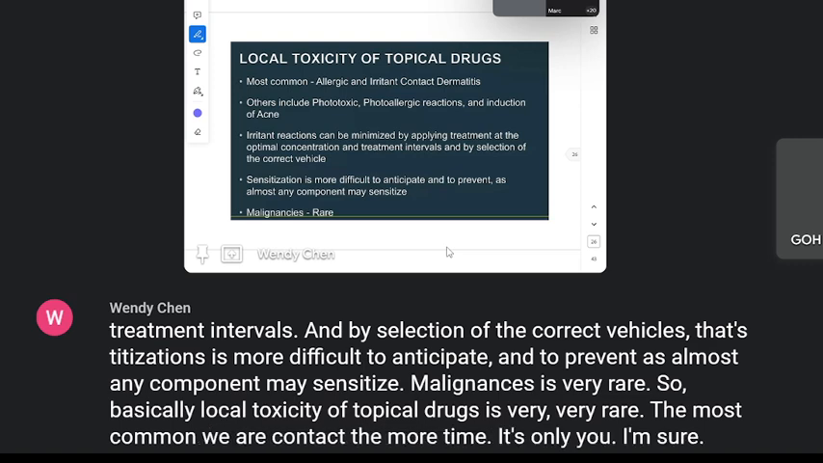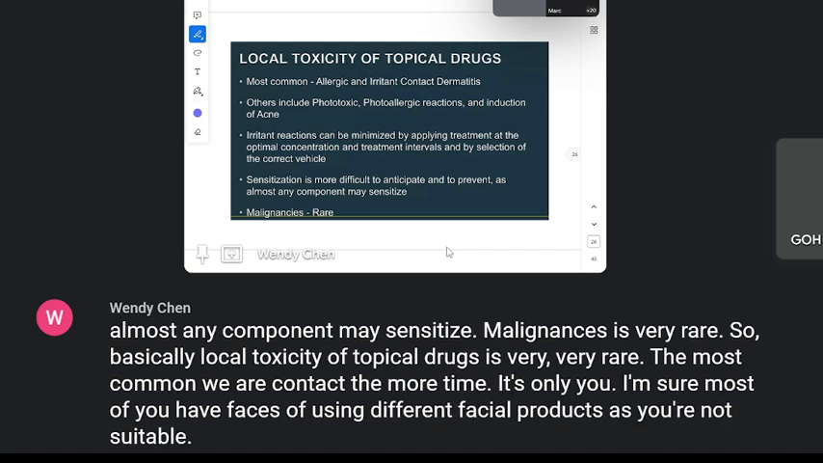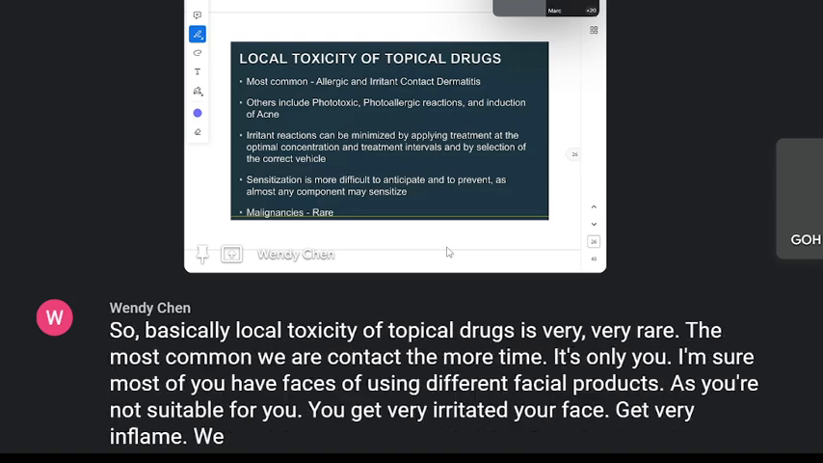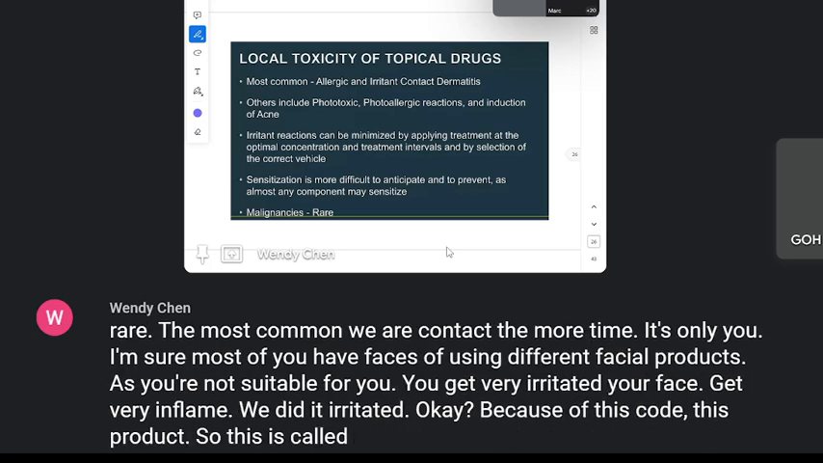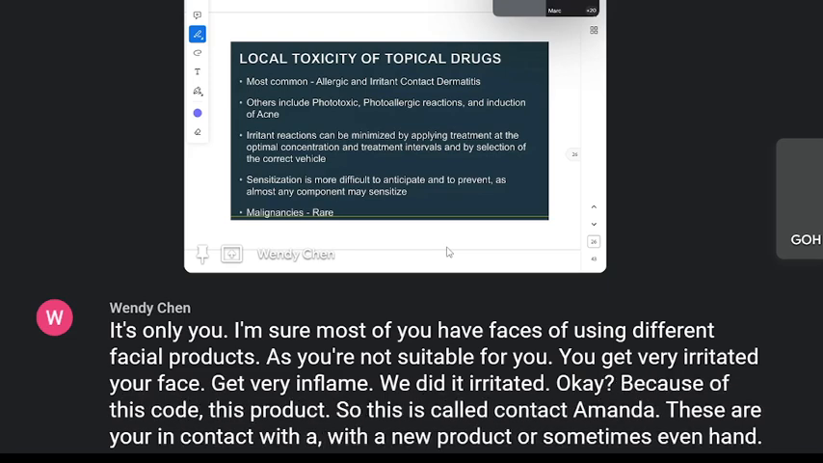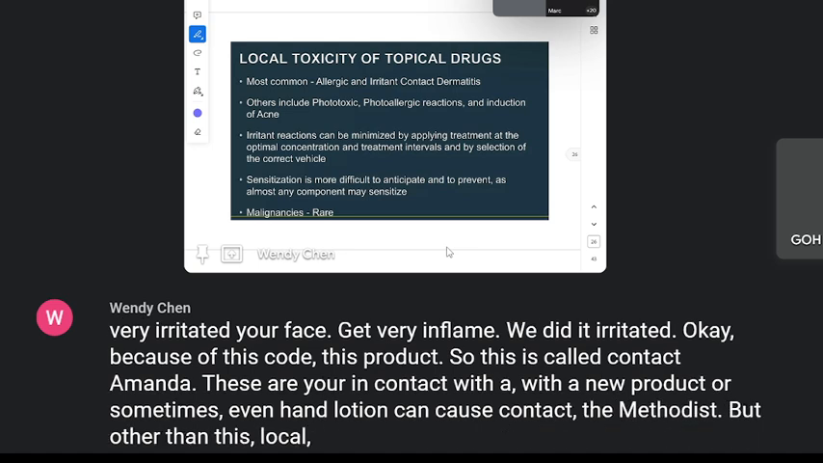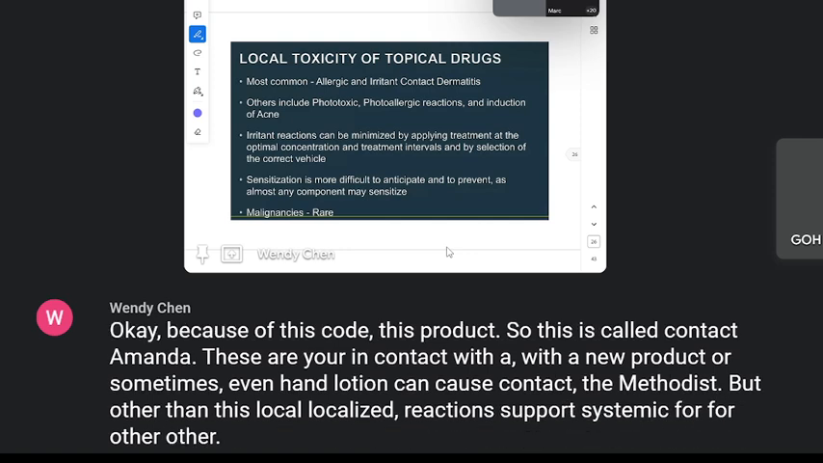I'm sure most of you have had cases of using different facial products that are not suitable for you. You get very irritated, your face gets very inflamed, irritated, okay, because of this product. So this is called contact dermatitis. That is, you are in contact with a new product, or sometimes even hand lotion can cause contact dermatitis. But other than these localized reactions, systemic or other more serious local toxicity is quite rare.